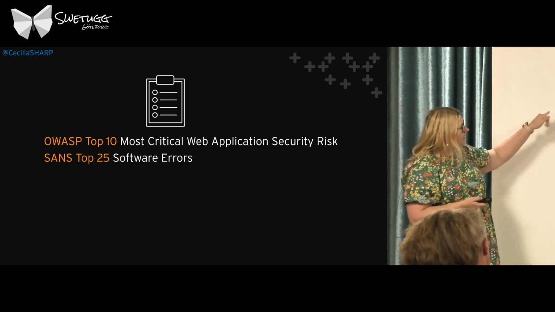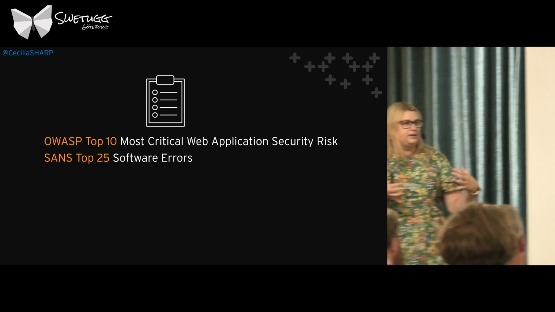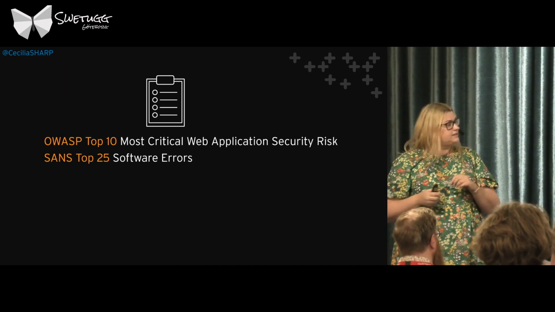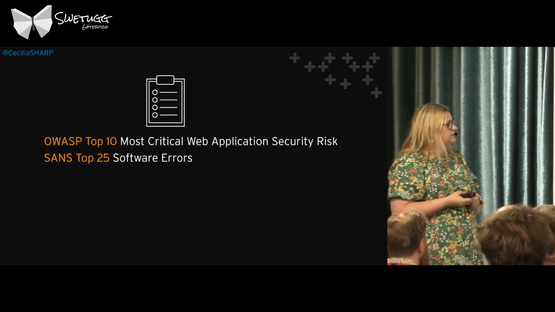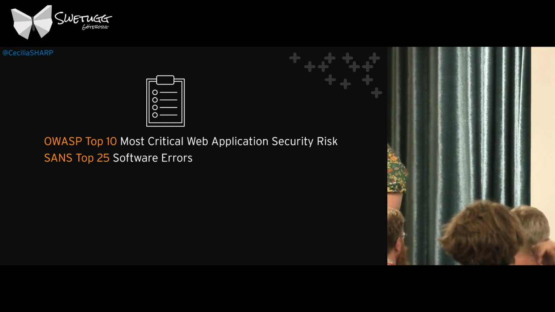We also have something called SANS Top 25. It's more about general software errors. It's a long list, and it's not only for web, so it's more about classifying things as well. Those kinds of lists are good to learn from and get inspired to secure your code.